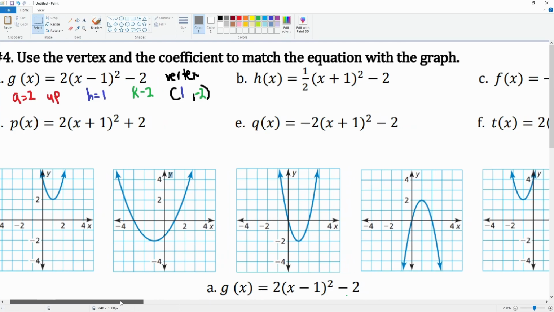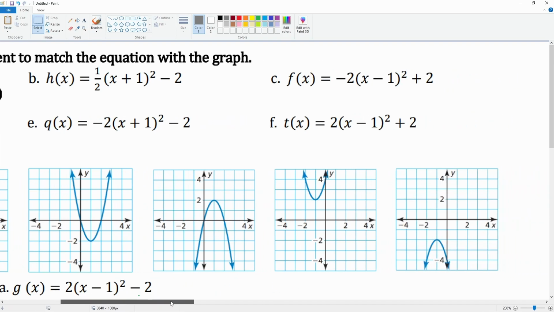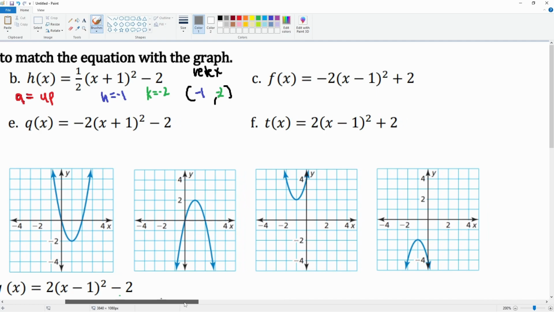So let's do the next one. Let's get the vertex first. h is equal to -1, k is equal to -2. So we can say that the vertex is -1 comma -2. The a here is 1/2, which means it's positive, so it's going to open up. So we want to look for that vertex of -1 comma -2 that opens up.